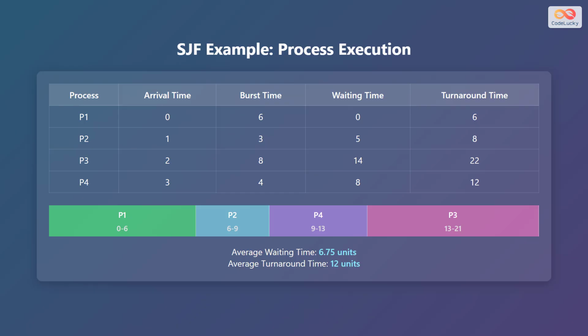Looking at the Gantt chart, we can see the execution order of the processes. P1 runs from time 0 to 6, P2 runs from time 6 to 9, P4 runs from time 9 to 13, and P3 runs from time 13 to 21. The average waiting time is 6.75 units, and the average turnaround time is 12 units.